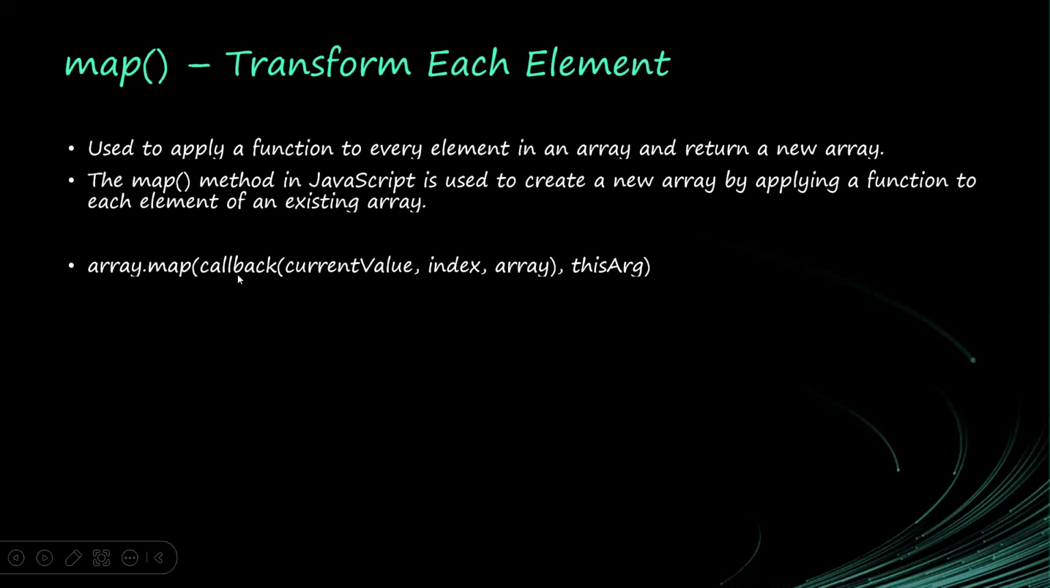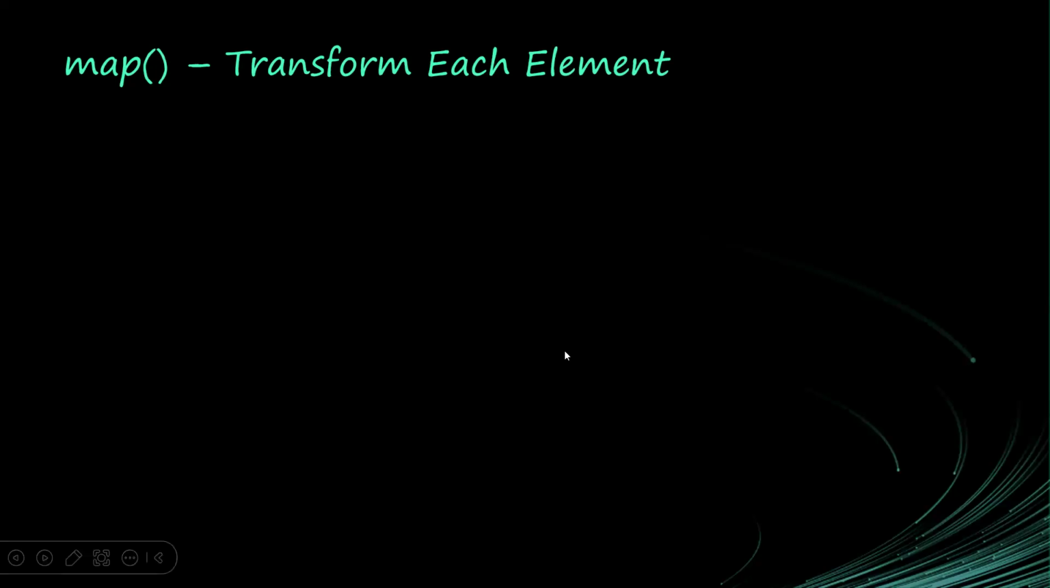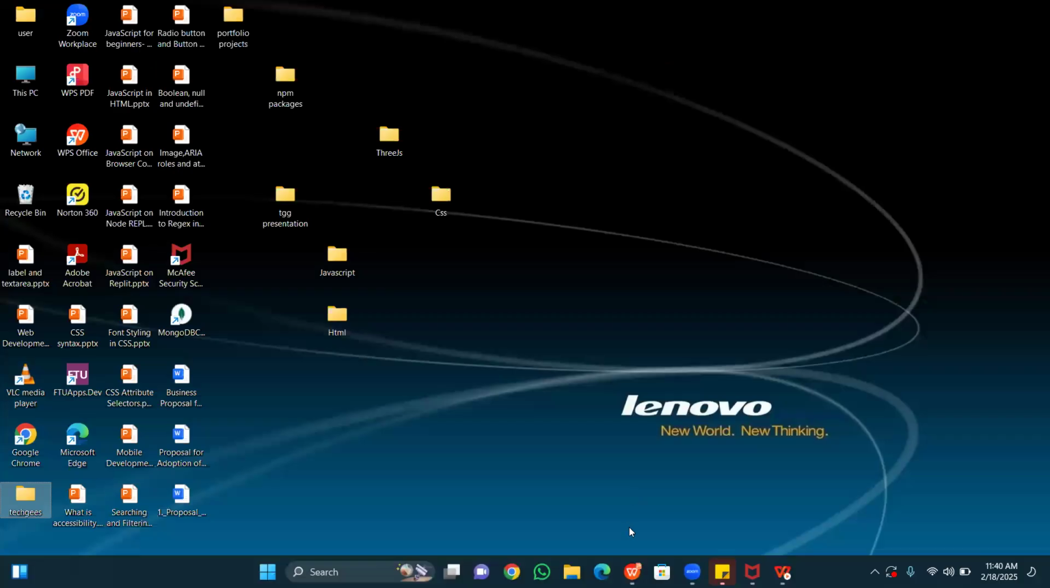But look at it. When you provide a callback function, the map method is going to give you the current value, the index, and the array, and then you can do whatever you want with it. Look at this array now. We have an array 1, 2, 3, 4, and we are calling the map method, giving it a function that says return the square of every number. And when we did this, we got this. Before I continue, let me take you to code.